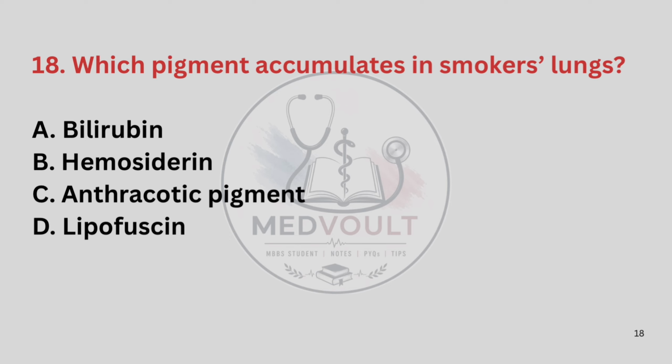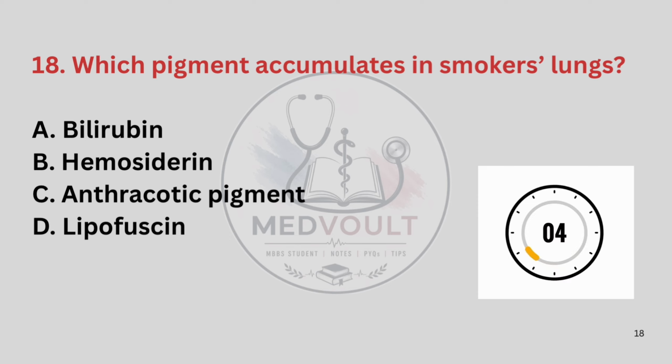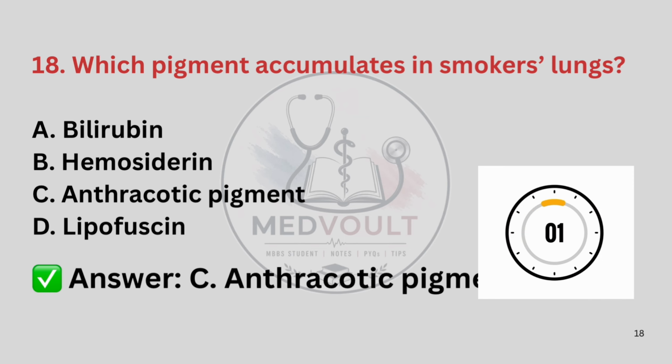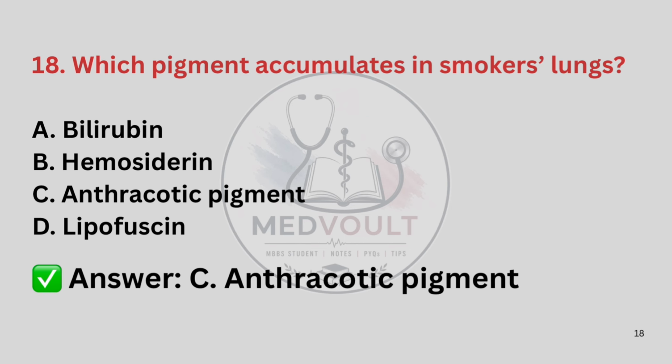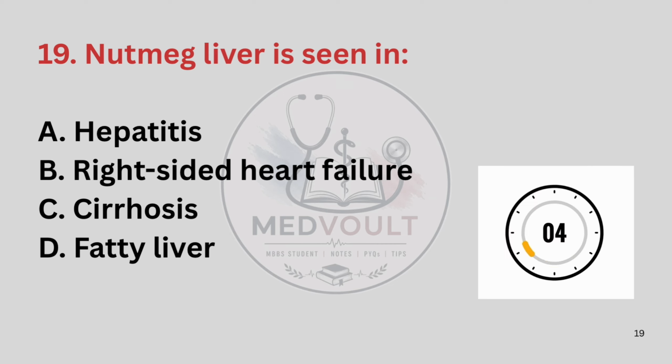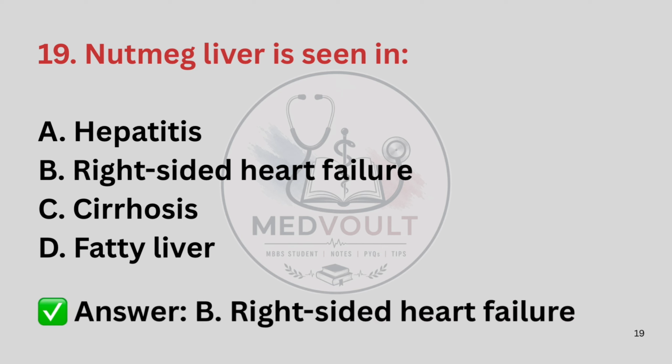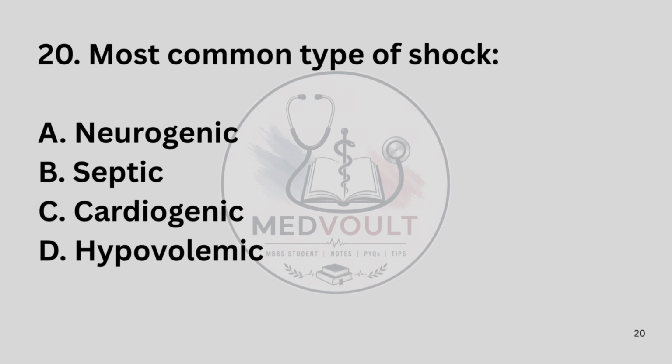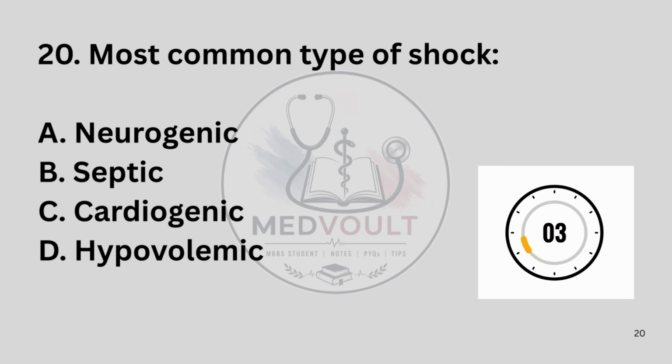Which pigment accumulates in smoker's lungs? Bilirubin, hemosiderin, erythropoietic pigment, lipofuscin. Answer is erythropoietic pigment. Nutmeg liver is seen in hepatitis, right-sided heart failure, cirrhosis, fatty liver. Answer is right-sided heart failure. Most common type of shock: neurogenic, septic, cardiogenic, hypovolemic.